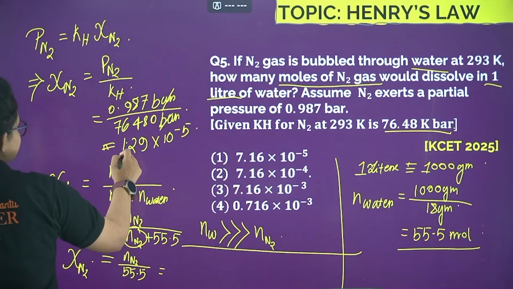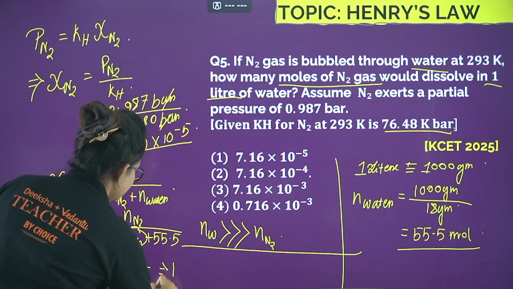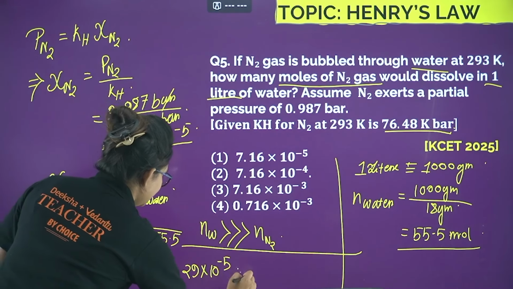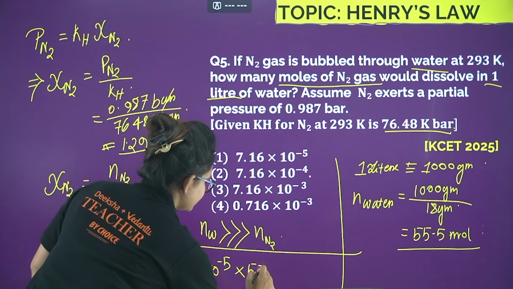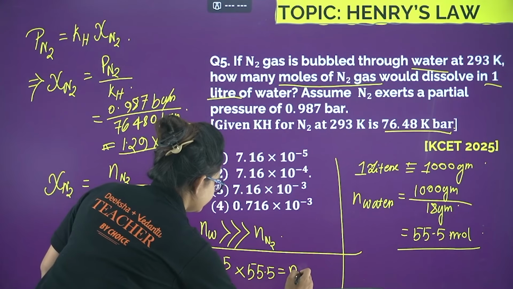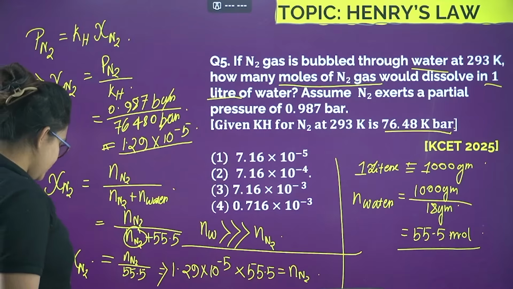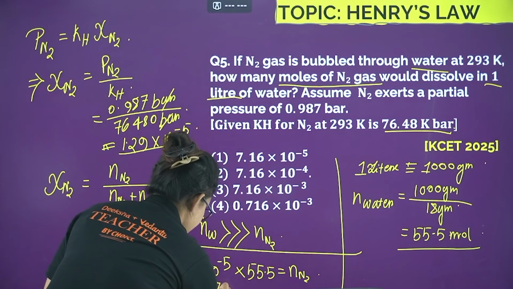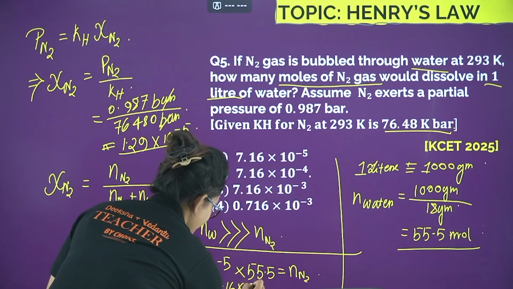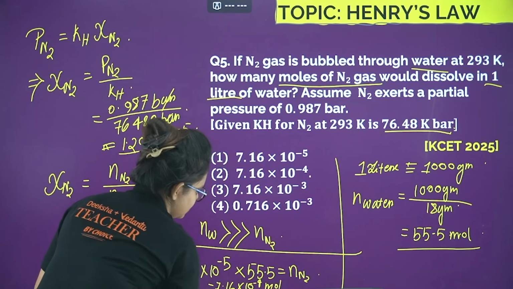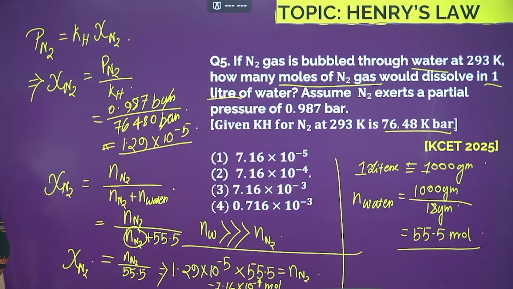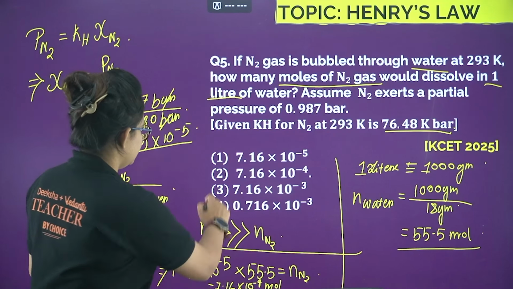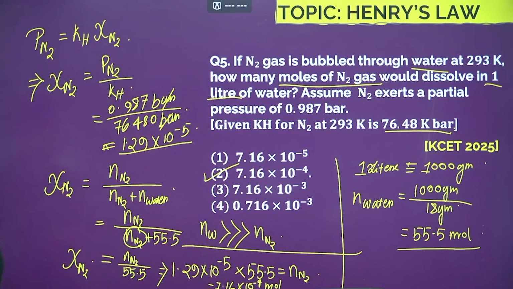X of N2 you know, that is 1.29 into 10 power minus 5, into this 55.5, that will give you the number of moles of N2. Okay, so if you calculate this, it will come as 7.16 into 10 power minus 4 mole. Okay, if you calculate this, it will come as 7.16 into 10 power minus 4 mole. So this is going to be the correct answer.